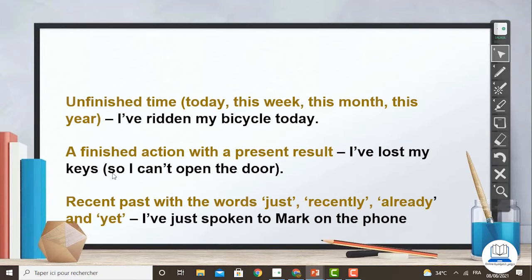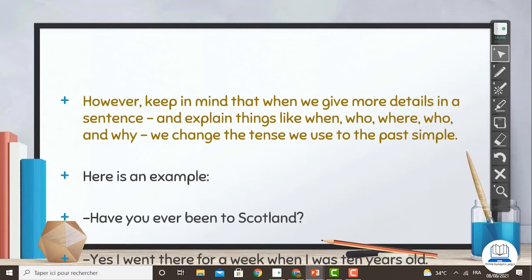Then, a finished action with a present result. I have lost my keys, so I can't open the door. So it is a past action, but the result is present. Then we have recent past with the words just, recently, already, and yet. Example, I have just spoken to Mark on the phone. Okay, so we have 6 uses of this tense.